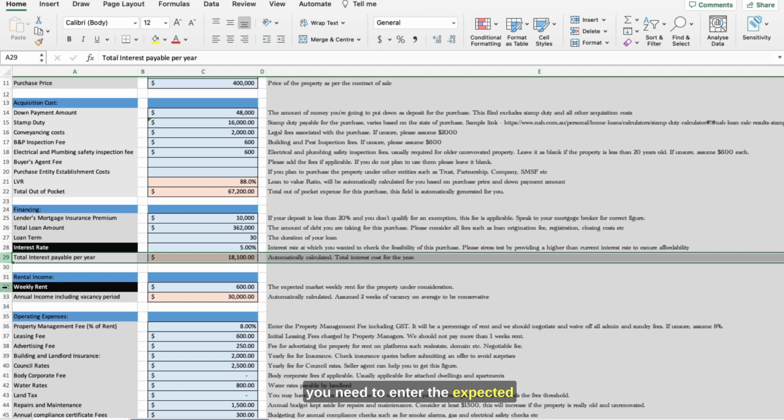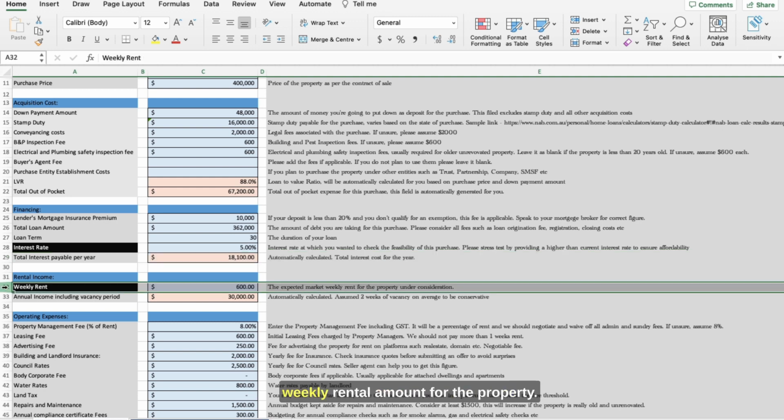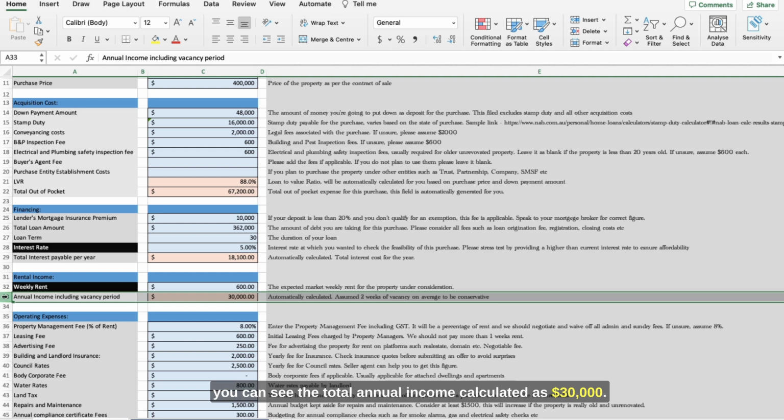Here, you need to enter the expected weekly rental amount for the property. You can ask the selling agent or an independent property manager to provide a rental appraisal. Be conservative and take the low end of their range and input here. I've taken a rough weekly rental of $600 and you can see the total annual income calculated as $30,000.